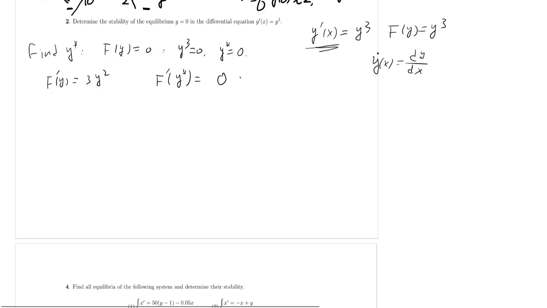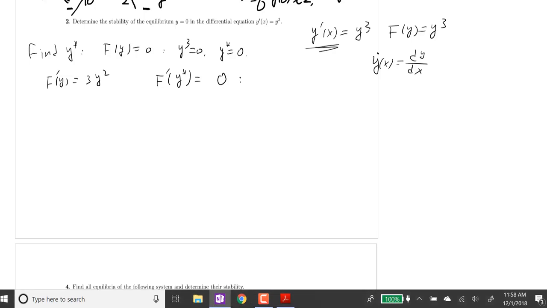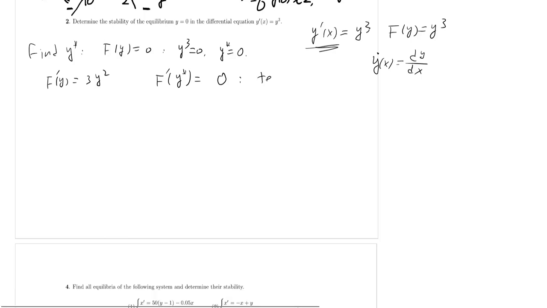So if it's 0, then it's not positive nor negative. So our test, so-called the derivative test, fails. So we say test fails. And we cannot really determine the stability of this 0 over here using the derivative test. But on the other hand, if we use geometric method, it works.